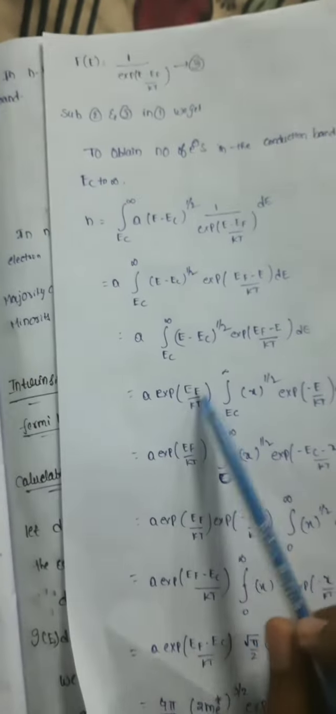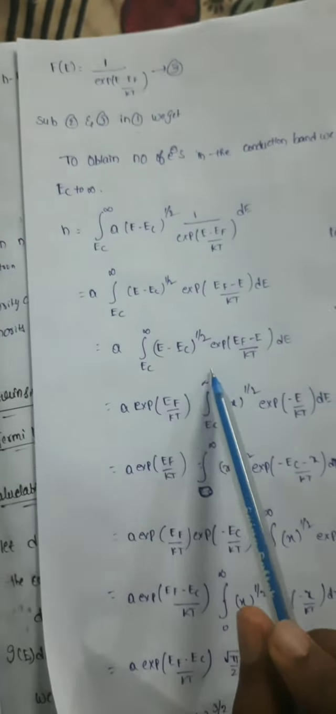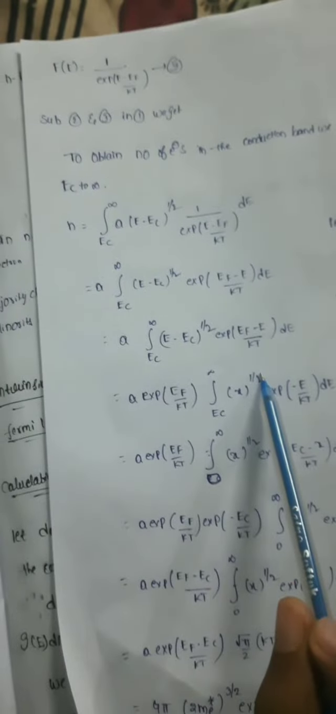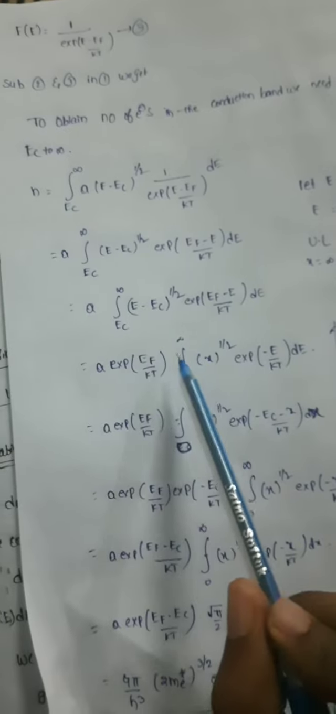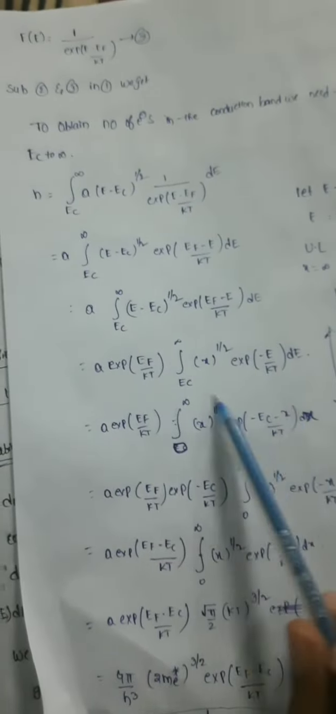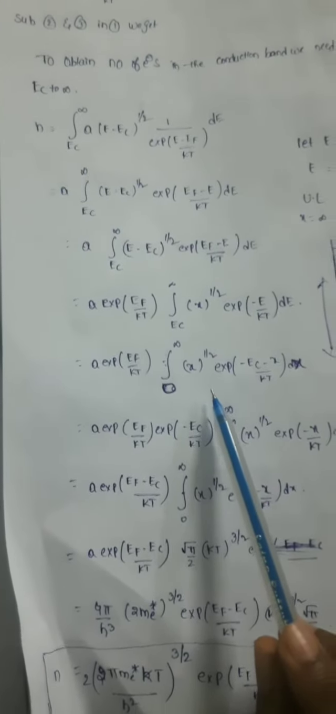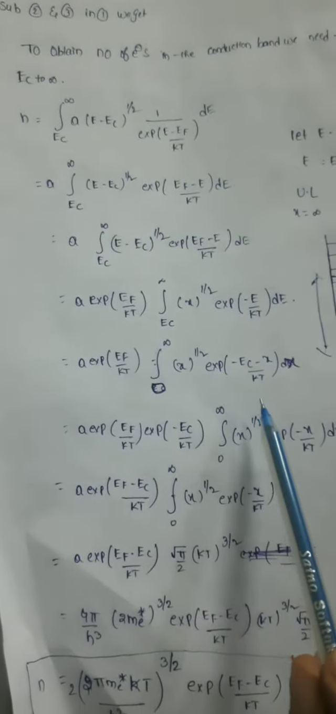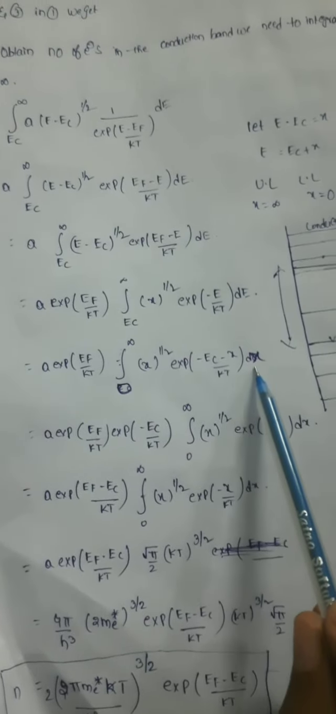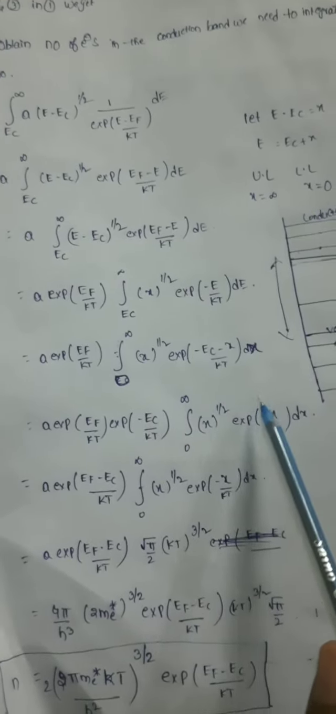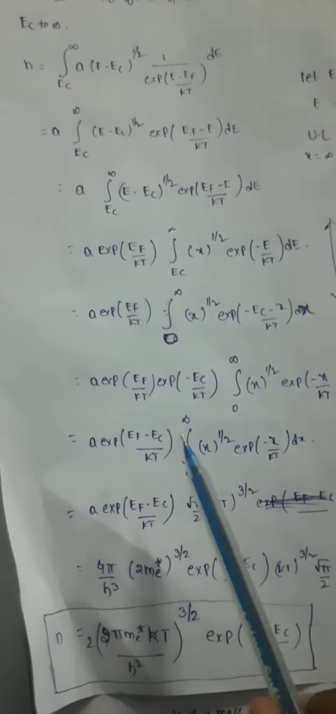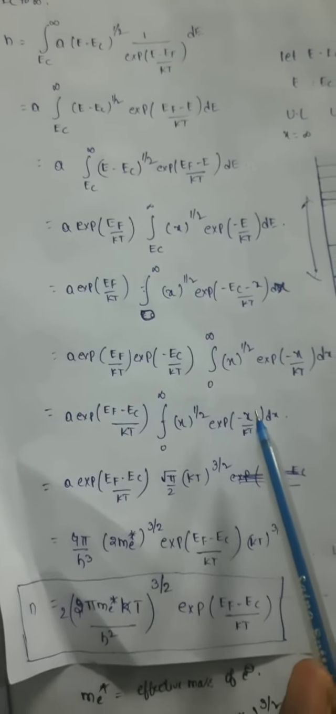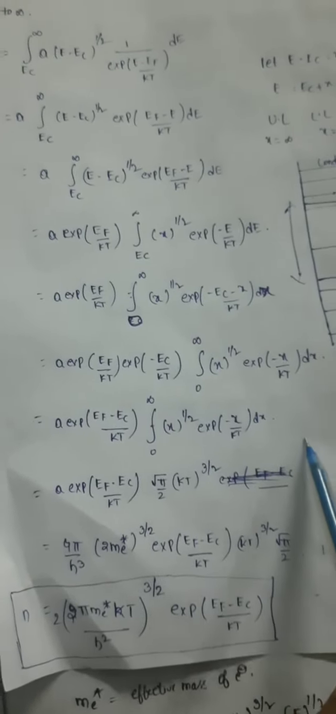A into the integral from EC to infinity of E minus EC whole power 1 by 2 exponential of minus E minus EF by KT. By separating the term exponential of EF by KT and replacing E minus EC by X, after replacing the limits, we get A into exponential of EF minus EC by KT, integral 0 to infinity x power 1 by 2 exponential of minus X by KT into dx.